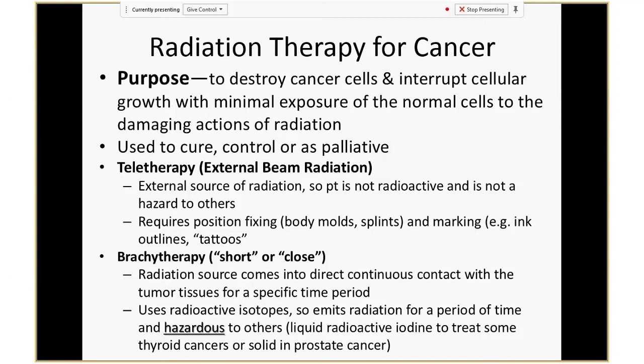Brachytherapy is a short length of radiation where they inject it inside the body. The one thing I can think of is thyroid and also prostate cancers. I'm sure you remember from our thyroid unit whenever they would actually put in liquid radioactive iodine, and that would eventually over time go away, but they were radioactive for a short while. Or if you think about prostate cancer, they inject these little seeds into the prostate, and they're radioactive.